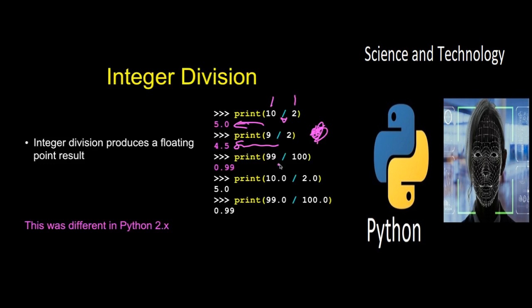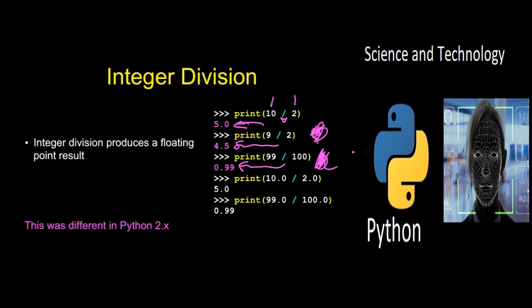The same with 99 over 100. As you would expect, if this were a calculator, you get 0.99. Actually, what you get in Python 2 is 0. It doesn't round at all, it truncates it. So 99 over 100 is 0.99, and then it truncates it to 0. That's Python 2. We're not talking about Python 2. There's a good reason we're not talking about Python 2.